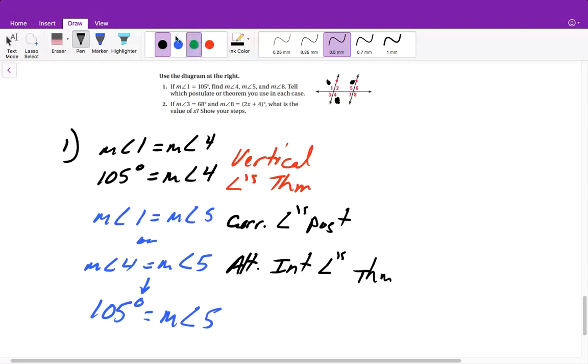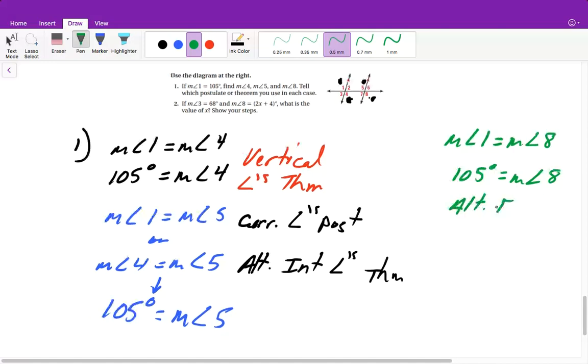All right, and then for the measurement of angle 8, well, 8 and 1 are the same because they are alternate exterior. 8 and 5 are the same because they're vertical, and 8 and 4 are the same because they are corresponding. So whichever one you want to use, you can. But I'm going to say the measure of angle 1 is equal to the measure of angle 8. So 105 degrees is equal to the measure of angle 8. And our reasoning for this is alternate exterior angles theorem. And like I said, you could actually use any of them. You could have used vertical angles, you could have used corresponding, or like I used alternate exterior angles. It's your call. All right, we're just going to go through number 2, and then that's it for this video.